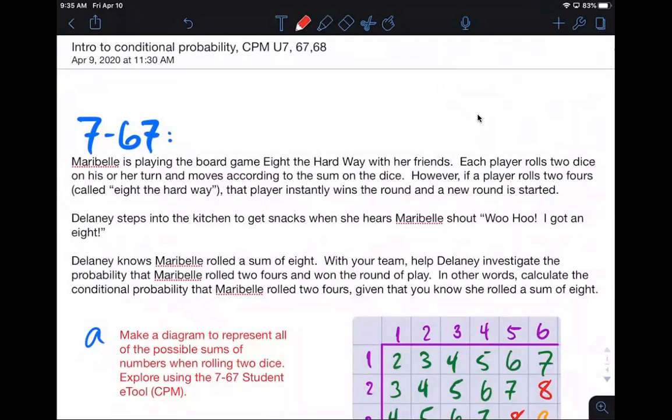So one of the players, whose name is Delaney, is also playing. So Delaney steps into the kitchen to get snacks, and she hears, out of the room there, Maribel shout, "Woohoo, I got an 8." So Delaney, back in the kitchen, knows that Maribel rolled a sum of 8. And then here's the question here. With your team, help Delaney investigate the probability that Maribel rolled 2 4s and won the round of play. In other words, calculate the conditional probability that Maribel rolled 2 4s, given that you know she rolled a sum of 8.